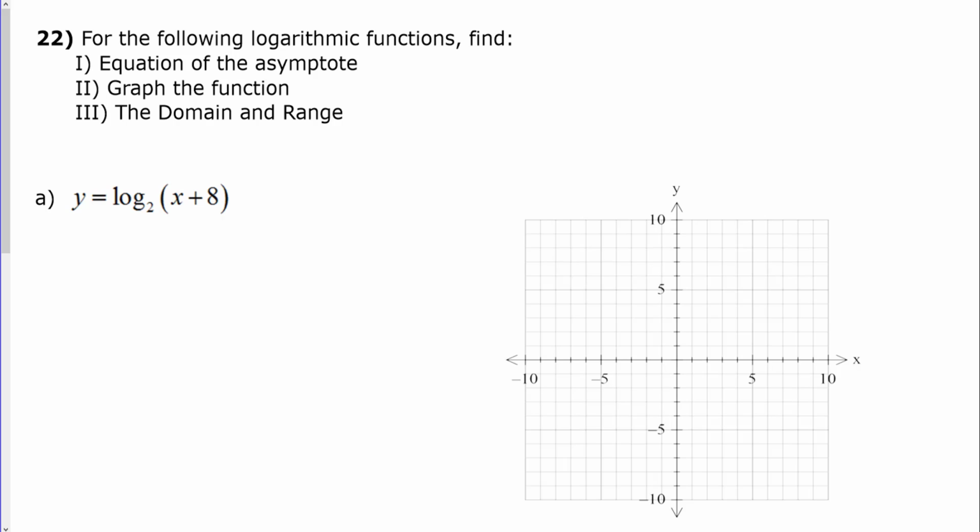For the following logarithmic functions, find the equation of the asymptote, graph the function, and find the domain and range. Okay, so starting with the basic logarithmic graph.